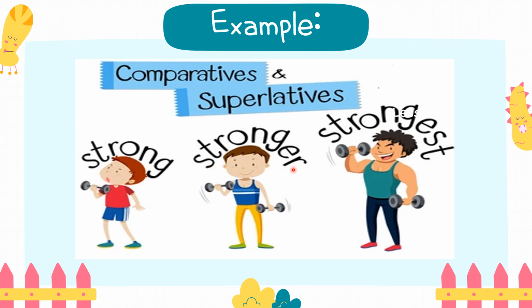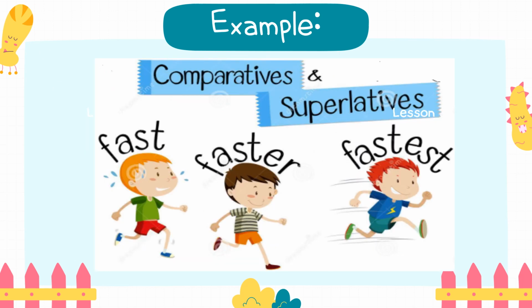Stronger, don't forget to add than, stronger than. Strongest, don't forget to put the word the strongest. So that is the rule for comparative and superlative. Now look at the next example. Fast, faster than, the fastest.